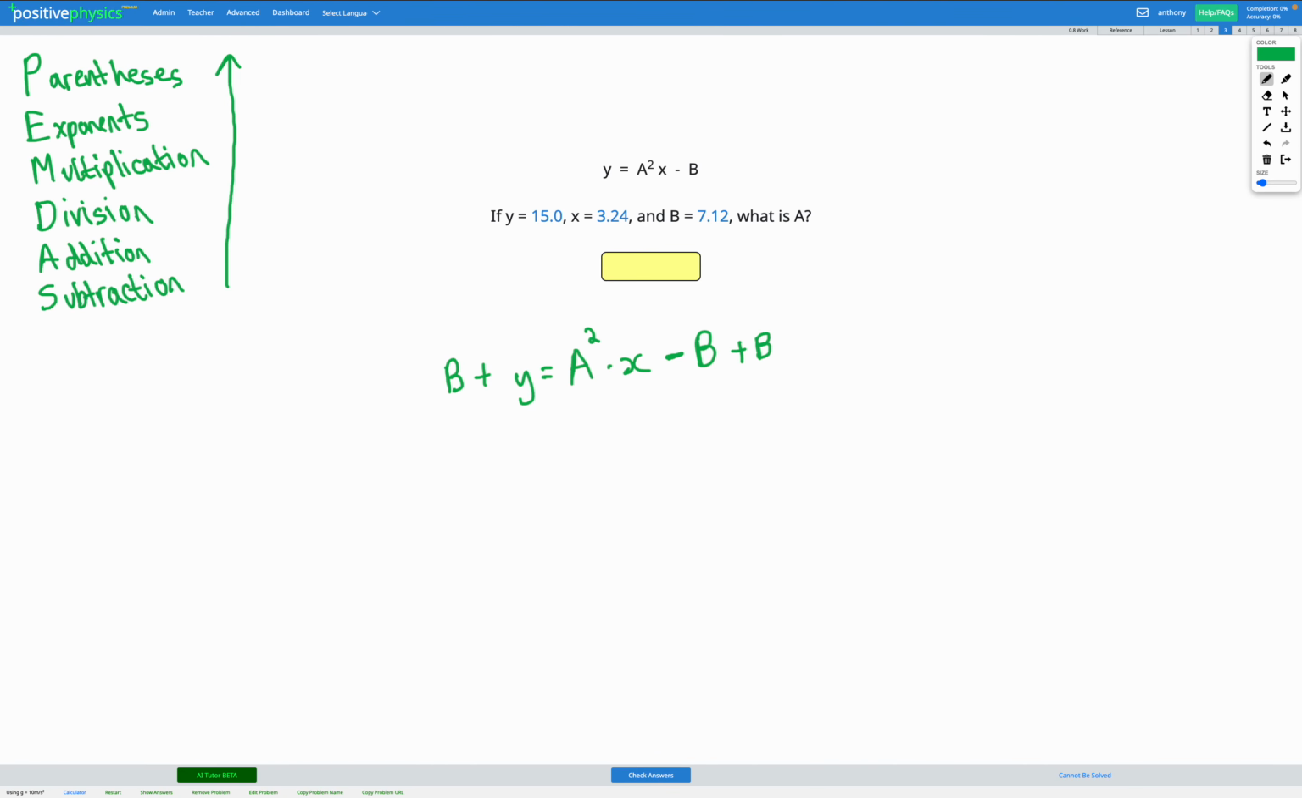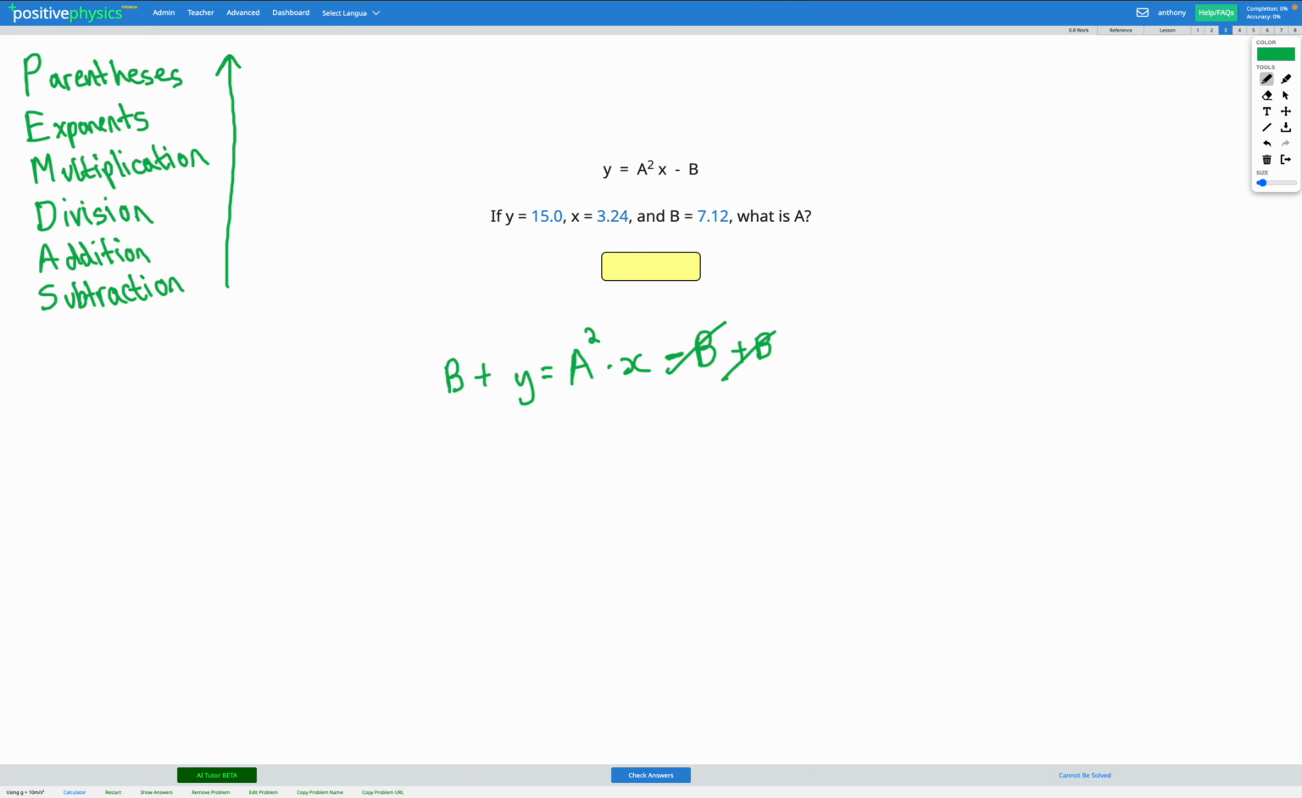Now on the right, if we subtract b and then we add b, that just adds to 0. So I can take those things away from my right-hand side, and I'm left with b plus y is equal to a squared multiplied by x. Awesome. Now I still need to get a on its own.